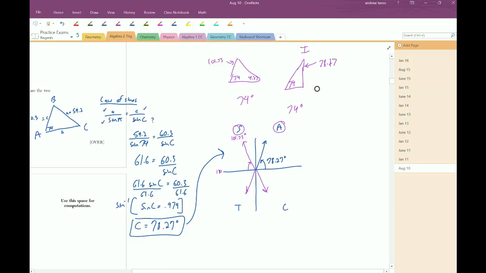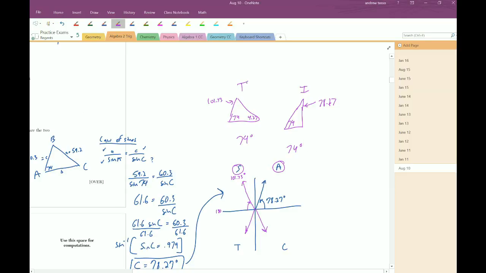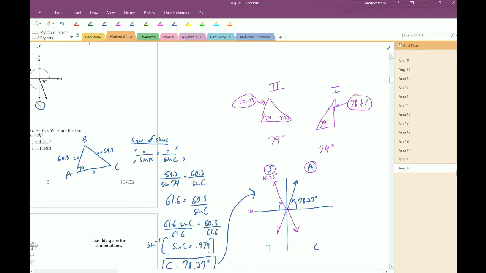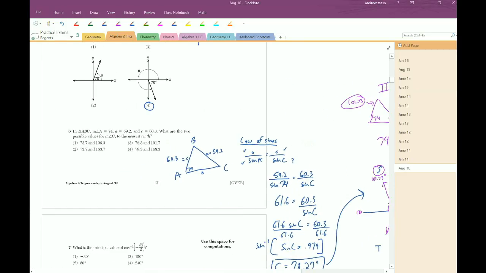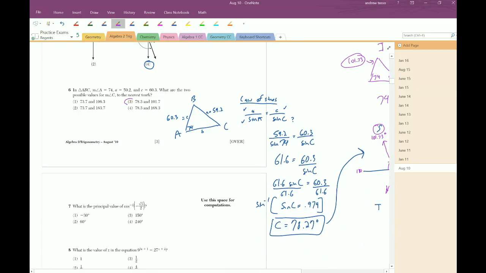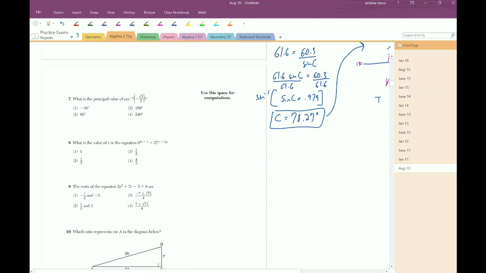So this is our triangle 1, this is our triangle 2. So this is called the ambiguous case for the law of sines, where you have two possible triangles. So it looks like 78 and 102 around there. So yeah, it's going to be choice 3. Okay.